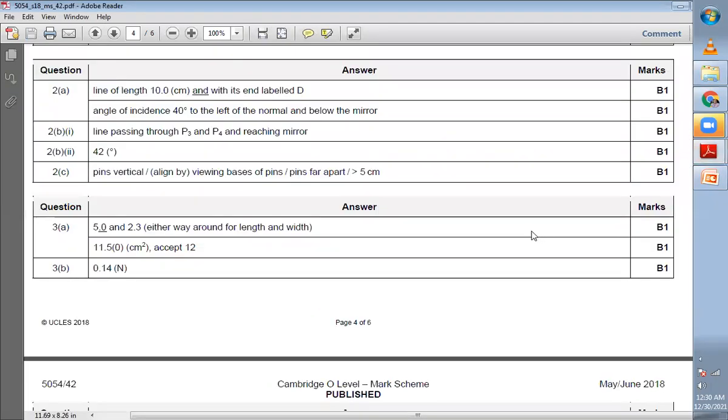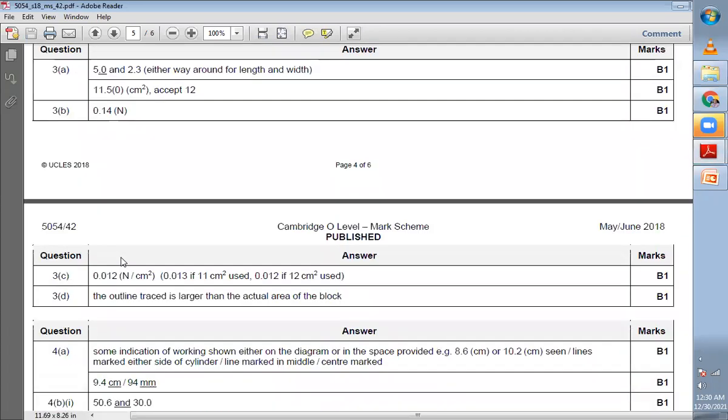So let's have a look at the marking scheme. So on your screen, the marking scheme of the question number 3 is showing. The A part is 5 and 2.3, either way around for length and width. And the area will be 11.5 centimeters square. And he says accept 12 also. And the weight is 0.14 Newton. And that answer is also right. Then it says that the pressure will be 0.012 Newton per centimeter square.